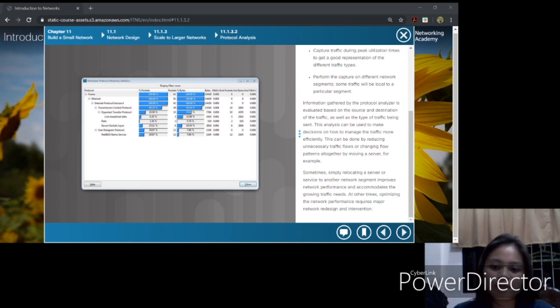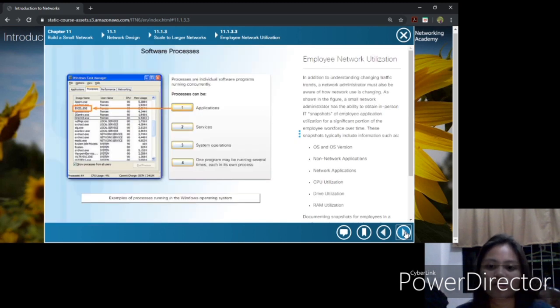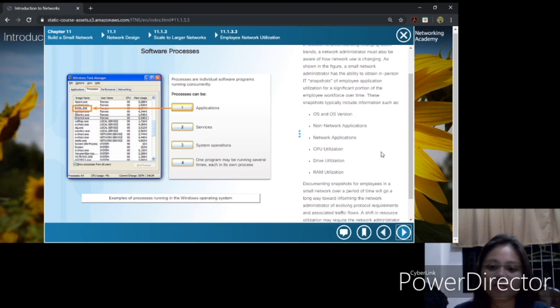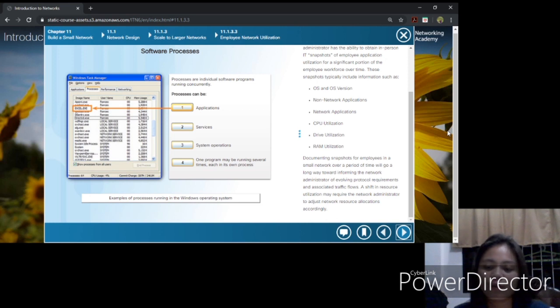Optimizing the network performance requires major network design interventions. Next, in employee network utilization, as shown, a small network administrator has the ability to obtain in-person IT snapshots. These snapshots typically include information such as OS and OS version, network application, CPU utilization, drive utilization, and RAM utilization. So doing this for employees in a small group over a period of time will go a long way toward informing a network administrator about evolving protocol requirements.